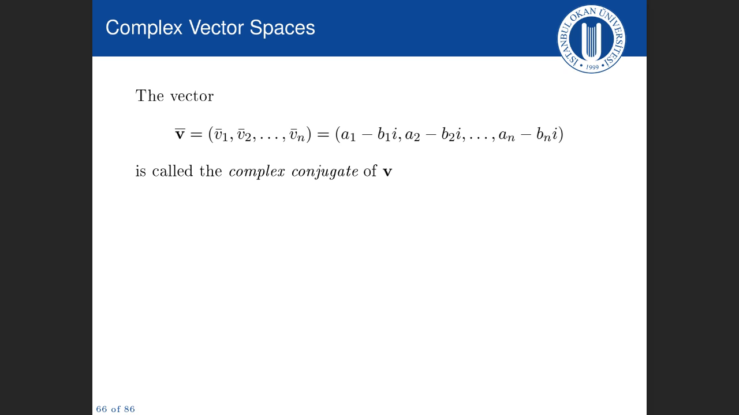The complex conjugate of a vector v: all we do is take the complex conjugate of each component. We change a1 plus b1 i to a1 minus b1 i, and so on. Every time we have a plus in front of the i, we change it to a minus. Every time we have a minus in front of the i, we change it to a plus. We could write this as the complex conjugate of v is equal to the real part of v minus the imaginary part of v multiplied by i.